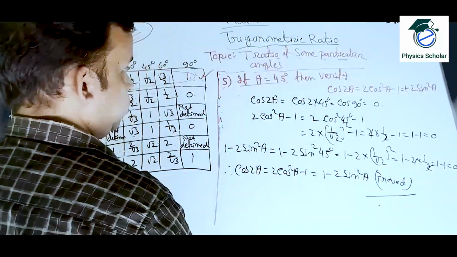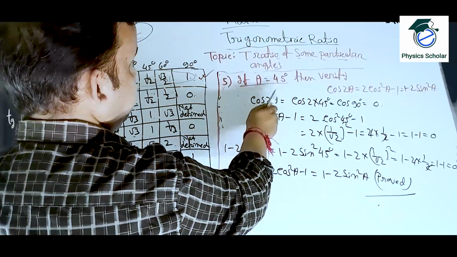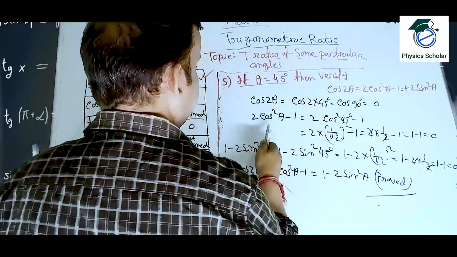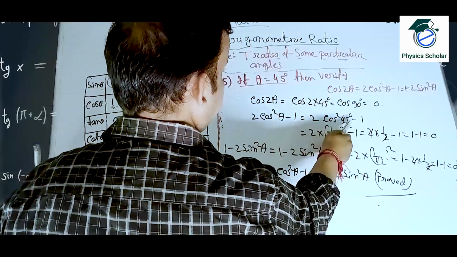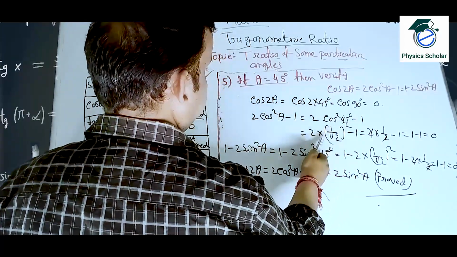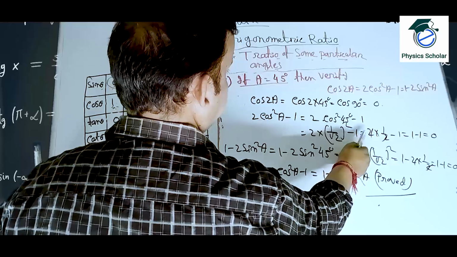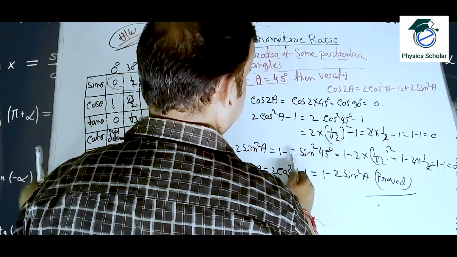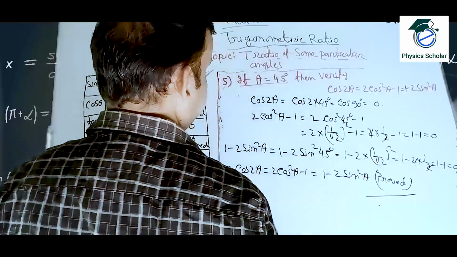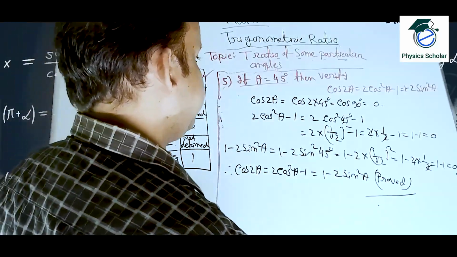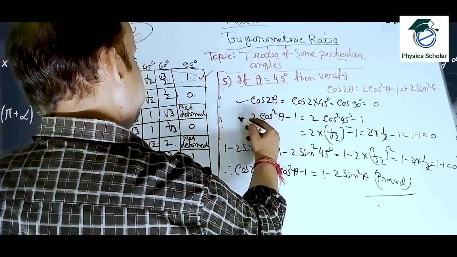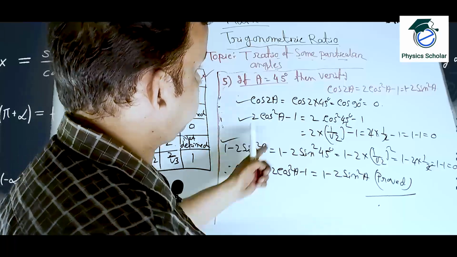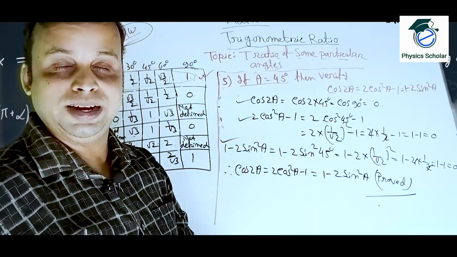Clear? So only we are putting the value of A. A means 45 degree and writing the value. 2 cos square A minus 1, 2 cos square 45 degree minus 1. 45 means what? 1 by root 2 whole square minus 1. So it is coming 0. 1 minus 2 sin square A, 1 minus 2 sin square 45. We are putting the value of sin 45 and it is also coming 0. That means this is equal to this is equal to this. Okay. So that we have to prove. So I am proving it.